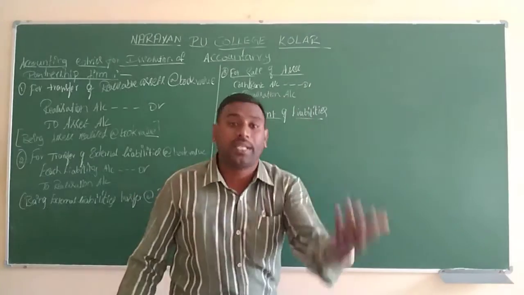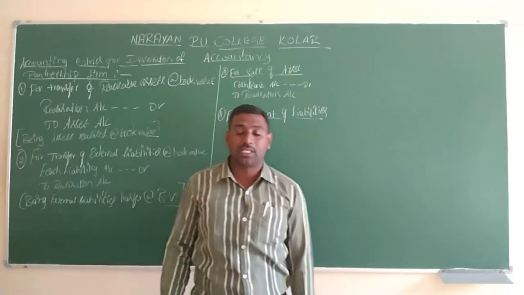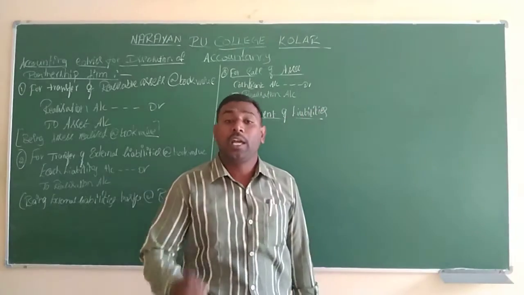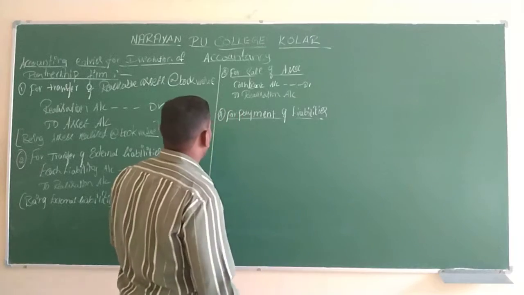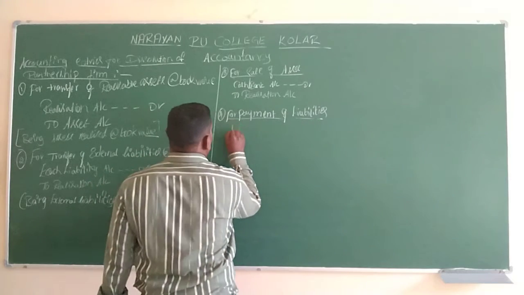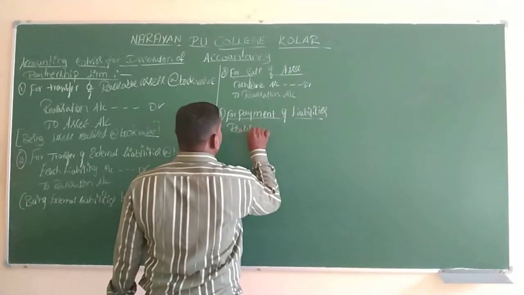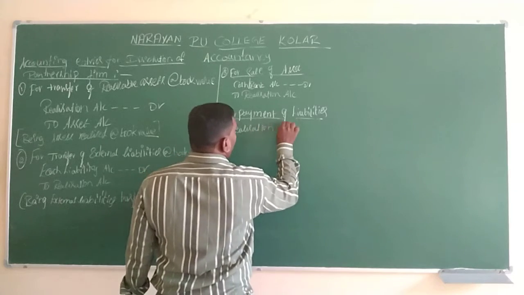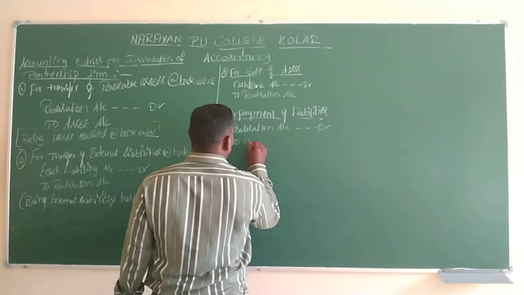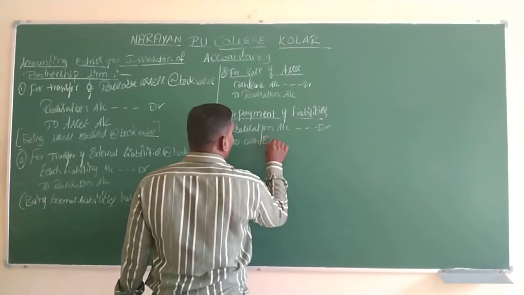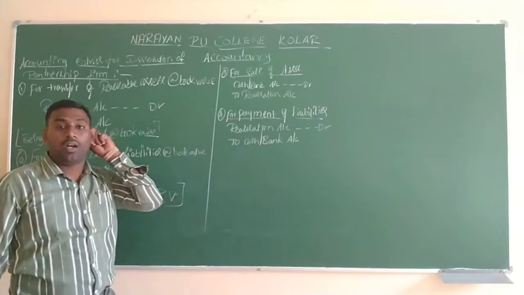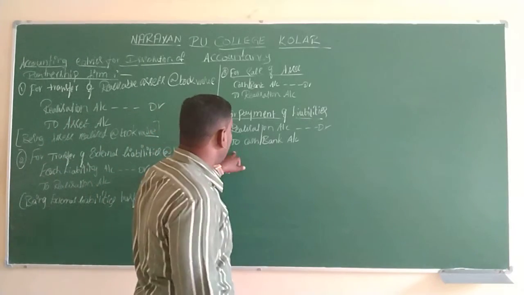If we have to settle the liabilities, we have to pay them. It is compulsory, whether the question says so or not. We will write "for payment of liabilities." The entry is: Realization account debit to cash or bank account. We have to write it like this only.